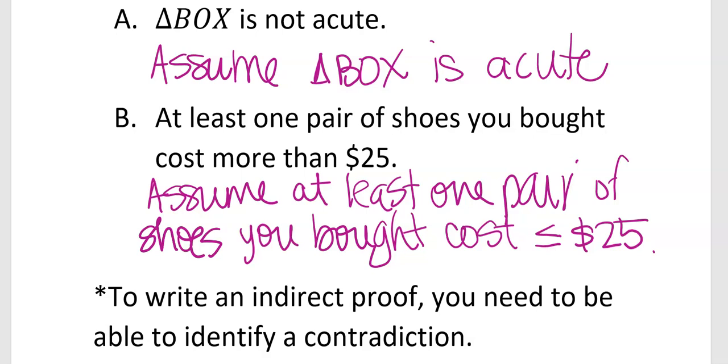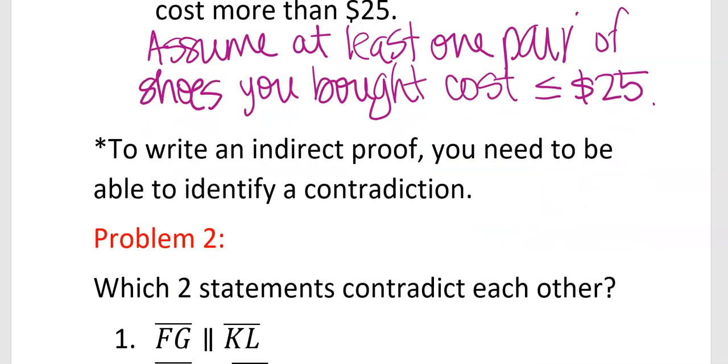Okay. So the next part, to write an indirect proof, you need to be able to identify that there's a contradiction. This part gets kind of tricky depending on the style of proof that they write. We're just going to go through statements and we're going to try to see where the contradiction is. So it's not actually writing the proof yet. We'll probably write those tomorrow.